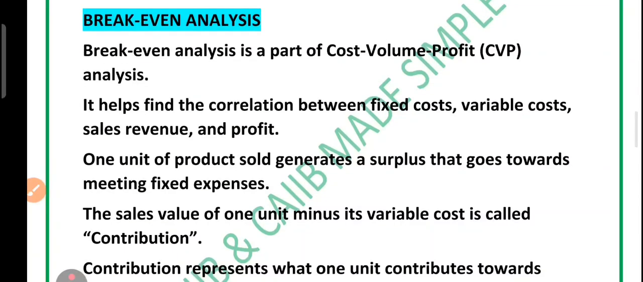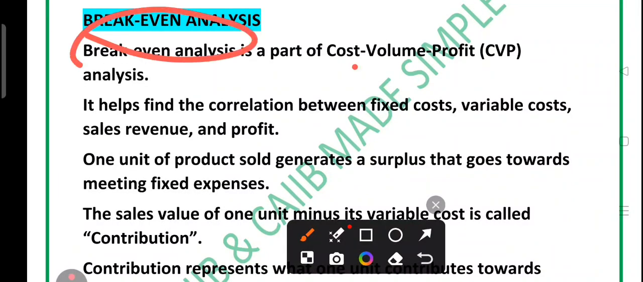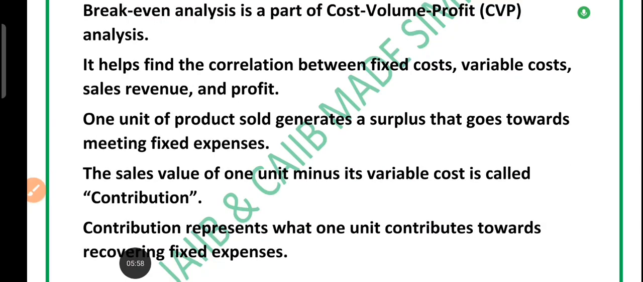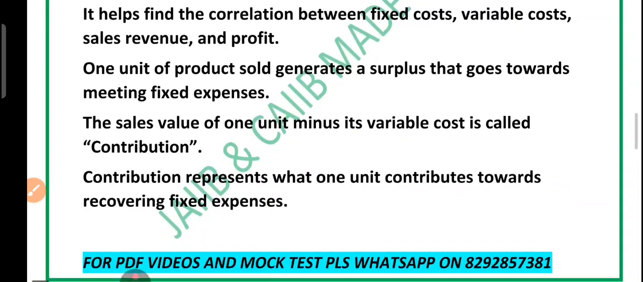So remember, this break even analysis is part and parcel of the CVP analysis, cost volume profit analysis, right? So basically it shows the relationship between cost, sales and profit. Here is the idea. Every unit you sell gives you something that is called contribution, right? The formula for contribution is selling price minus variable cost, SP minus VC.